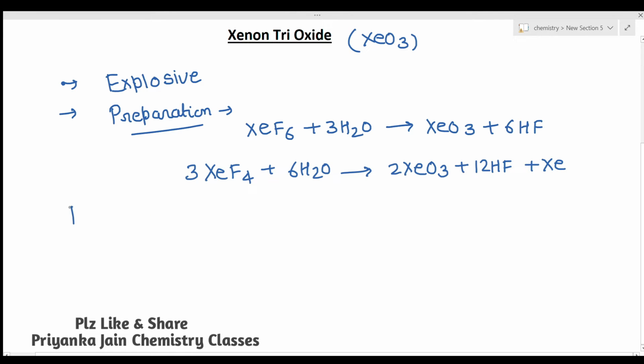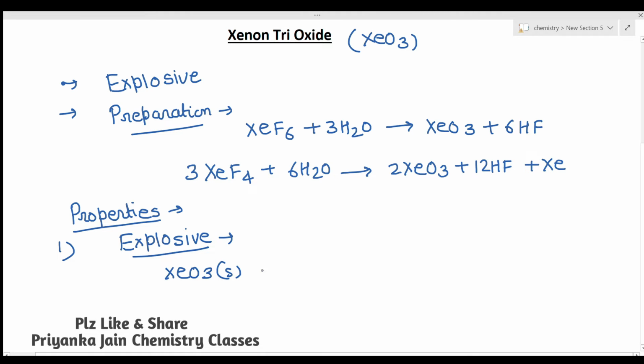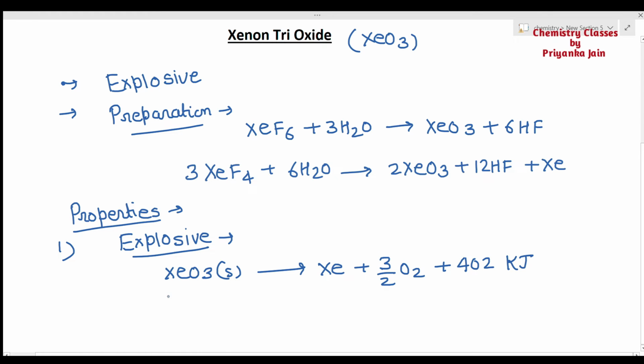Now we will see the properties. First thing is that it is highly explosive, even in the solid state. How does the reaction go? It forms xenon plus 3/2 O2, and 402 kilojoules of energy is released. So see here how it is used as an explosive. Next, it is a very good oxidizing agent. It can act as an oxidizing agent in acidic solution.